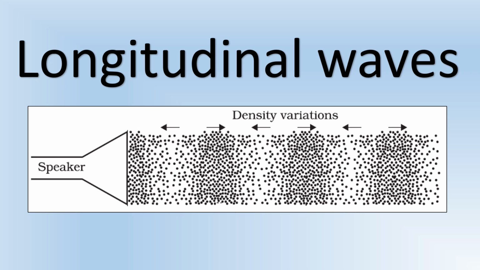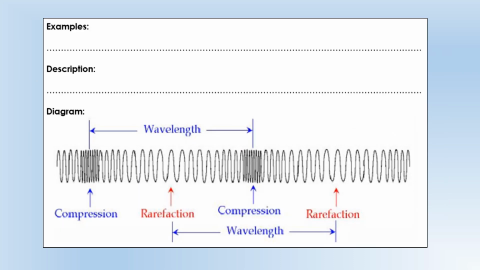So these make particles vibrate in different directions to a transverse wave. And that's what we're going to focus on in this. And the other thing that a longitudinal wave does is it causes density variations in the medium that it's traveling through, like you can see on the diagram. So let's dive straight into longitudinal waves.